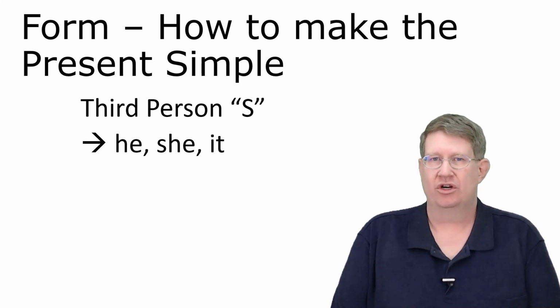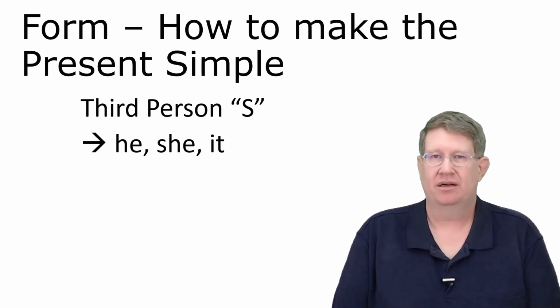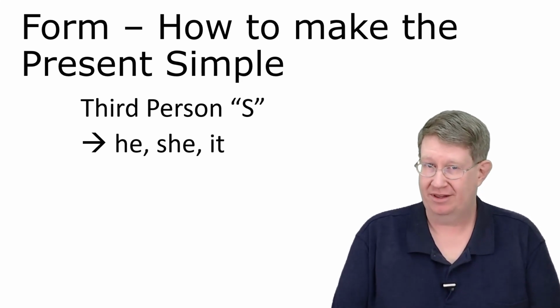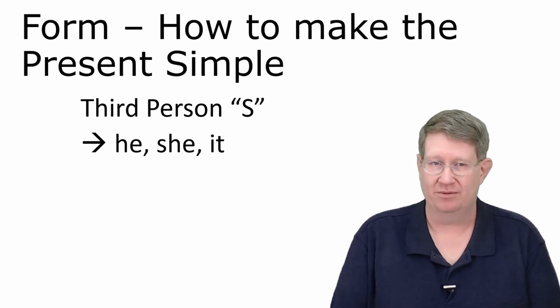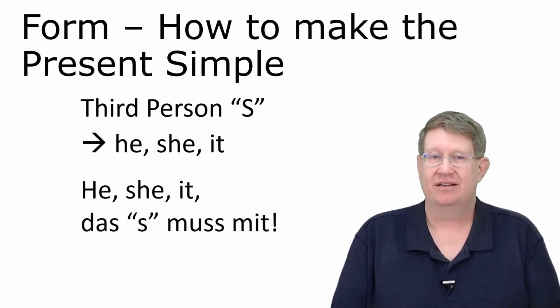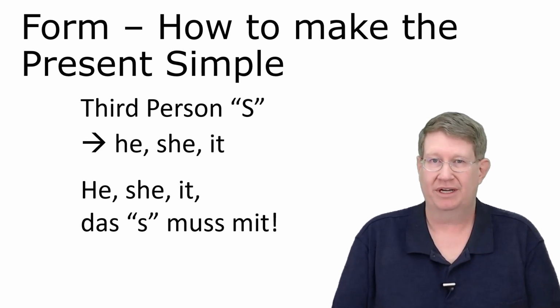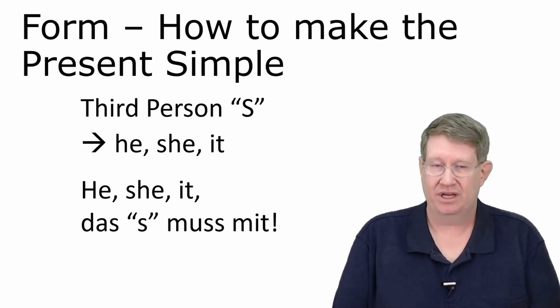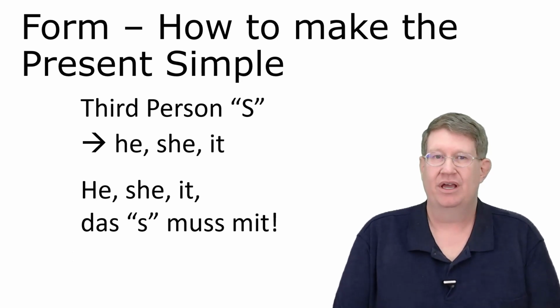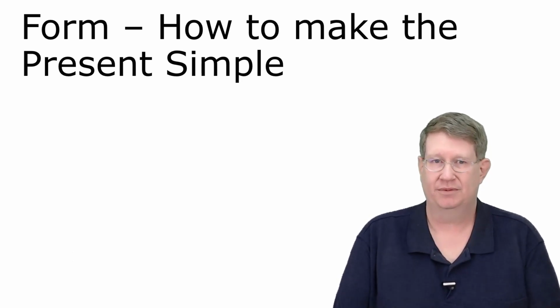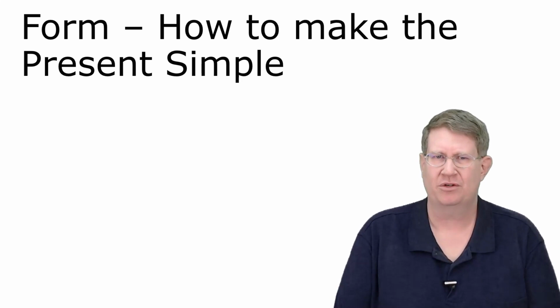When I was teaching in Germany, my students taught me a little rhyme that their teachers taught them, and today I'm going to teach you. He, she, it, das S muss mit. He, she, it, the S must go with it. Okay? So he, she, it, das S muss mit. If there's he, she, or it, there has to be an S in the present simple. Okay, I'll remind you of that a few times as we go through.